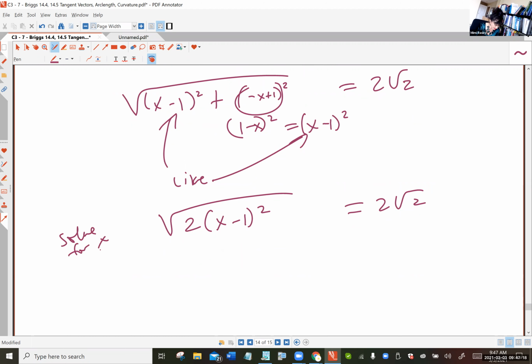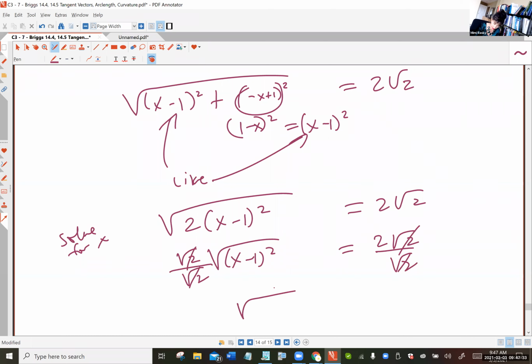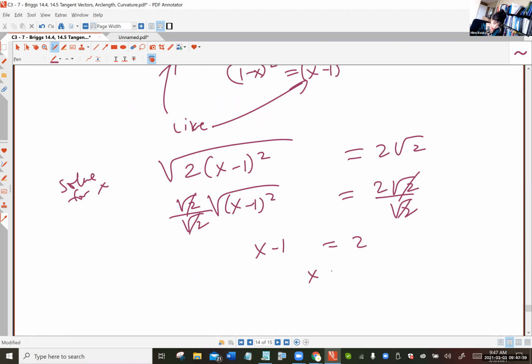Well, you can rewrite this as the square root of 2 times the square root of (x minus 1) squared. And over here you have 2 root 2. So right now we can divide both sides by root 2, like that. And you get, the left-hand side is just going to be x minus 1. And that's equal to 2. Add 1 to both sides and you get x equals 3.